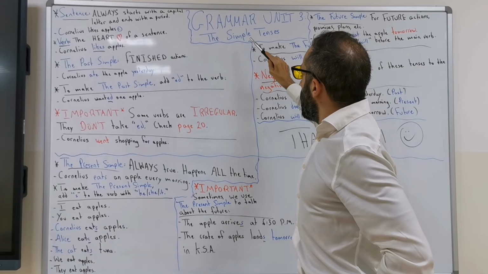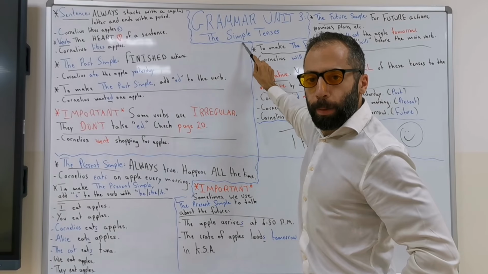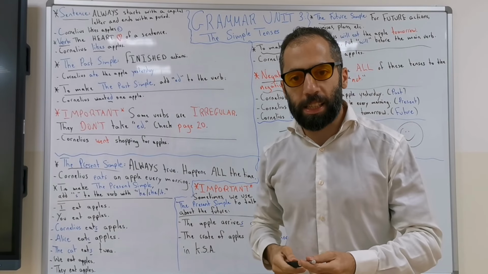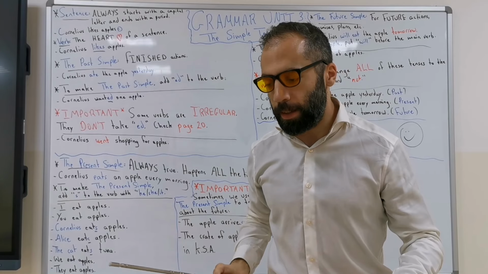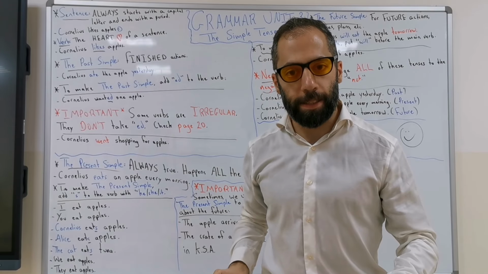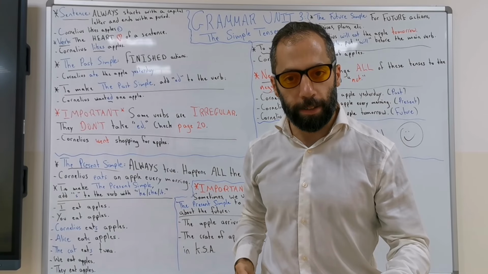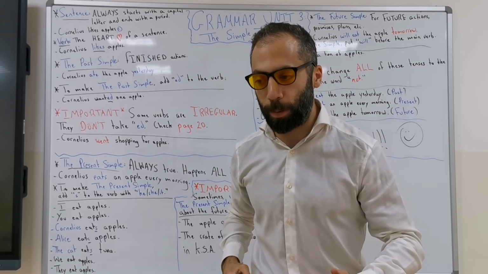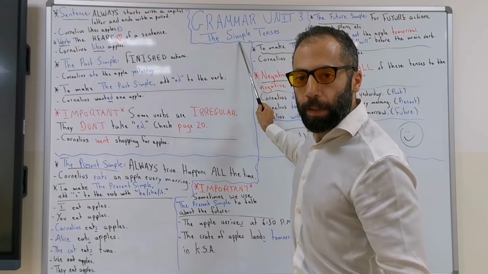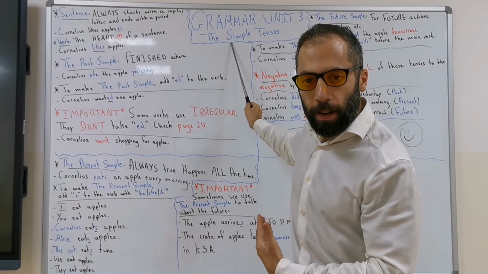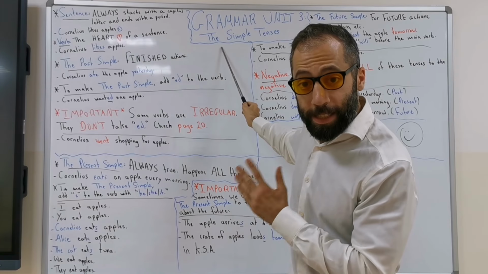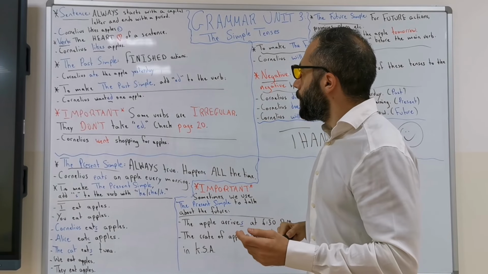Anyway, grammar unit 3 is all about the simple tenses. Now, from the word simple, simple means easy, right? And this grammar unit is going to be easy. In fact, it's going to be easier than easy. That's how easy it's going to be. It has the word simple, it has the word easy built right into the name. Okay, so that's how easy it's going to be.